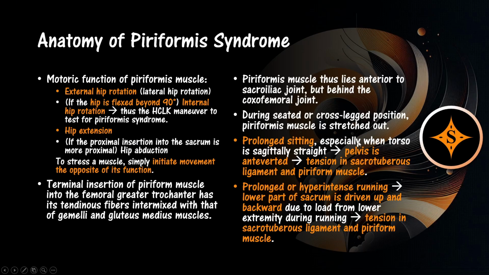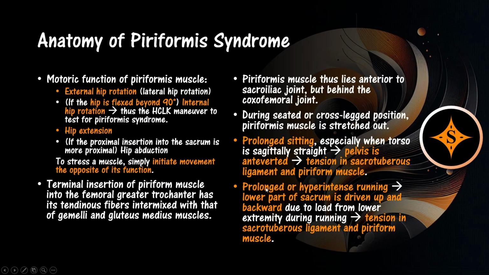During prolonged sitting, especially when the torso of the patient is sagittally straight, meaning you are sitting straight, if you look at the side, the torso is straight up, the pelvis is inadvertently getting an anteversion, meaning the lower part of the pelvis is tilted back and the upper part of the pelvis is tilted forward. And this causes tension in the sacrotuberous ligament and the piriformis muscle. Those two are very related in terms of location, in proximity, and they both run diagonally downward. So stress in one structure can easily stress the other due to their proximity.